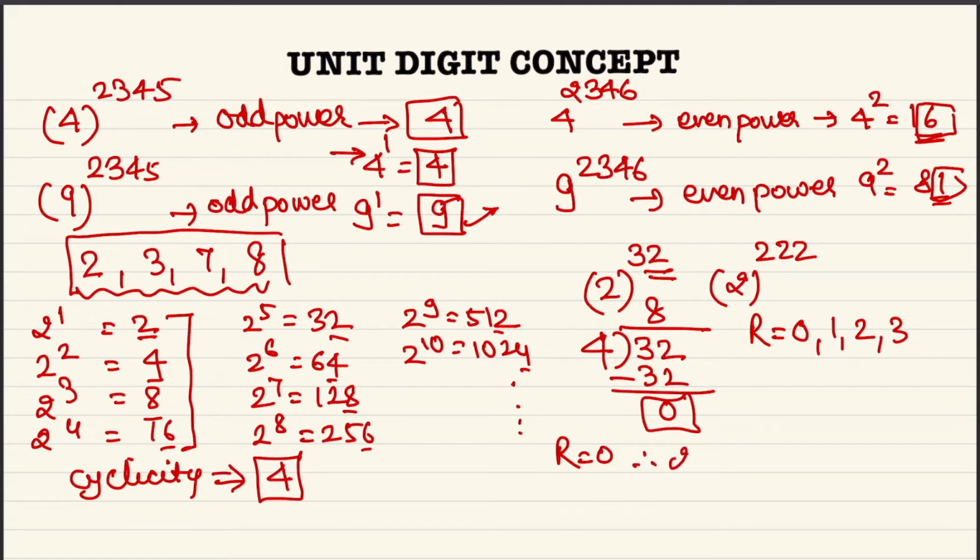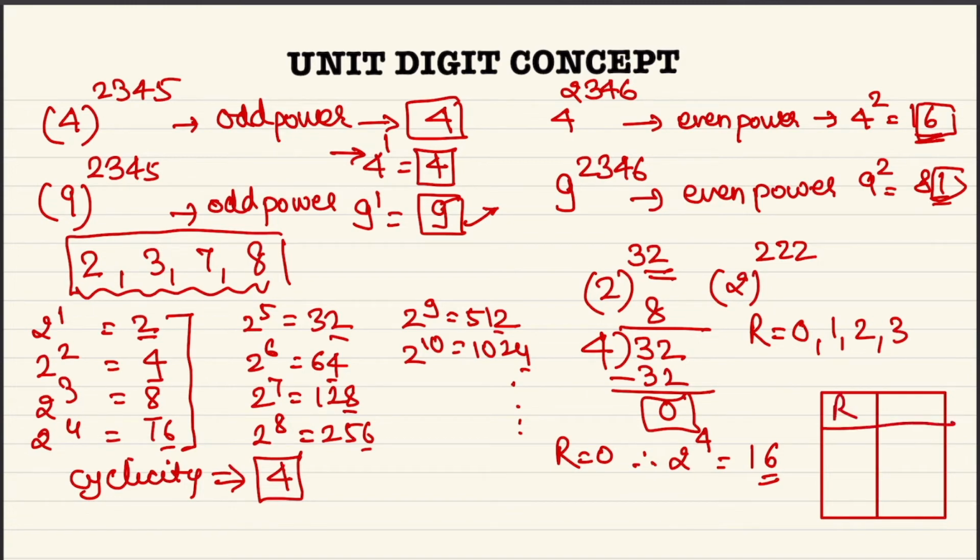So the power will be 4 and the unit digit will be 6. Whenever the remainder is 0, we write the power as 4 and the unit digit will become 6. I will make a small table for remembering the powers. If I get a remainder, here I will get the power, when the remainder is 0, 1, 2, 3.